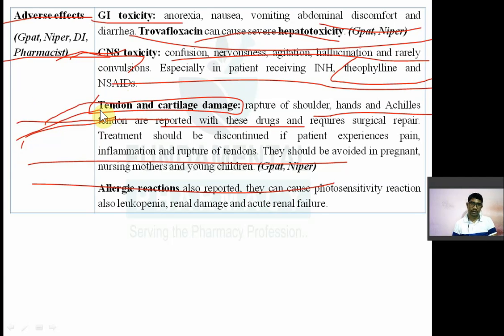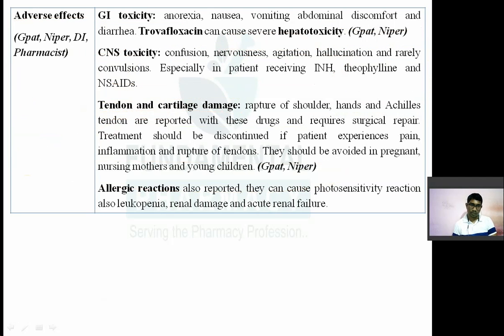क्वेश्चन जीपैट में इसके ऊपर आ चुका है. आई थिंक जीपैट 2020 में आता है. तो टेंडन और कार्टिलेज डैमेज इज अ एडवर्स इफेक्ट ऑफ फॉलोइंग एंटीबायोटिक्स. सो fluoroquinolones they will affect the tendons and cartilage.